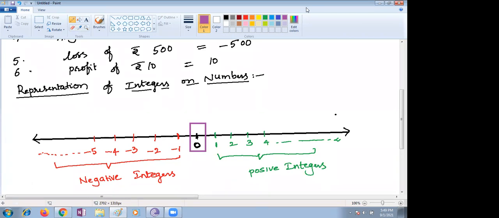Towards the right side of 0, whatever the green portion you are taking, all those we call positive integers. Just a minute, children, I will write it clearly so that you can strongly keep it in your mind. These are the positive integers.